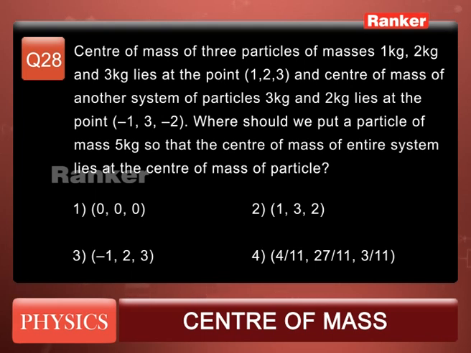Option number 1 is (0, 0, 0). Option number 2 is (1, 3, 2). Option number 3 is (-1, 2, 3). Option number 4 is (3, 1, 2).